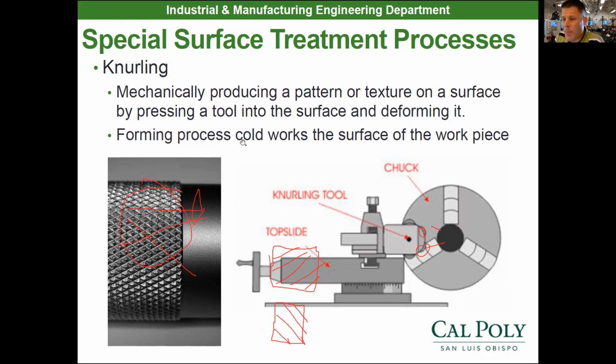So it's a forming process. It's not a machining process. It's more forming, but it's a surface finish process that's very common if you needed a grip. And you really only knurl round parts. You can knurl flat parts as well. It's a slightly different style tool and setup.